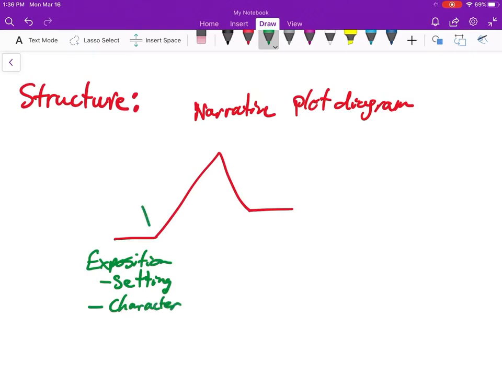Now, this point right here, where we're done with the exposition, it's where things start to happen. We call that the inciting moment. Inciting moment. There we go. So we call it the inciting moment. That's when the introduction to some conflict begins.